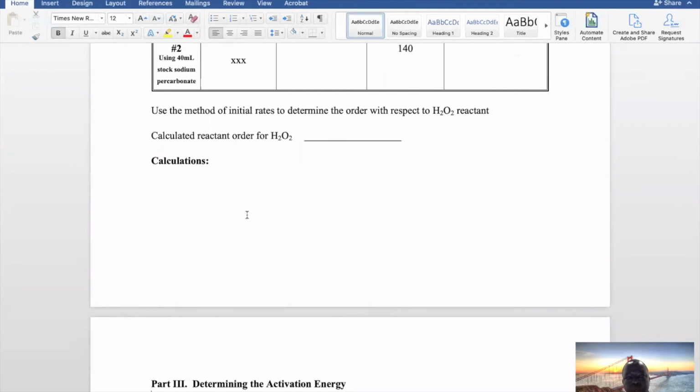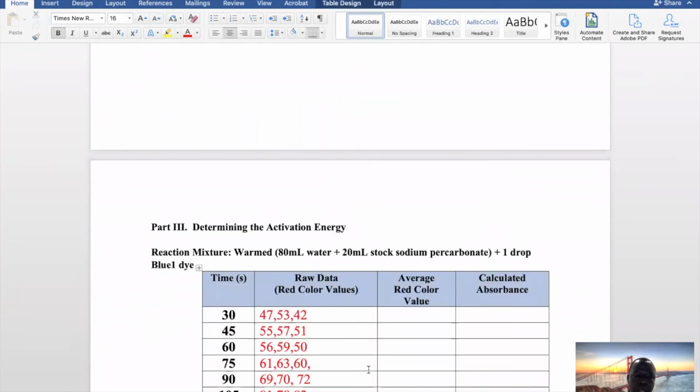Please, you may attach an extra sheet of paper if the space given here is not enough. So let's move on to part 3, determination of the activation energy. In chemical kinetics, activation energy is the energy required to initiate a chemical reaction.